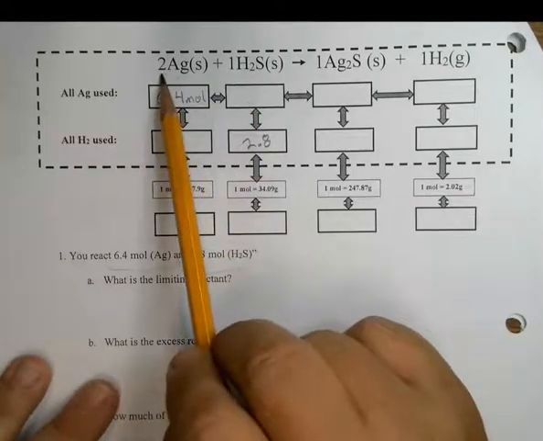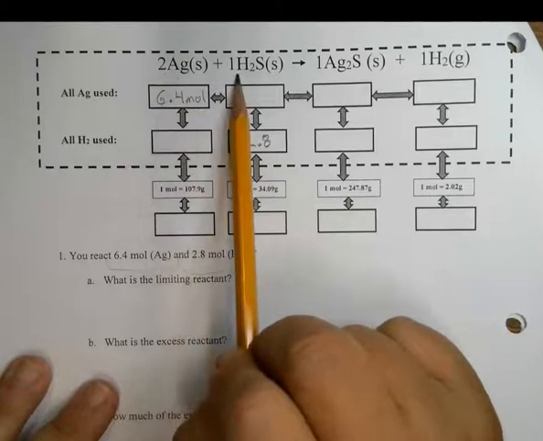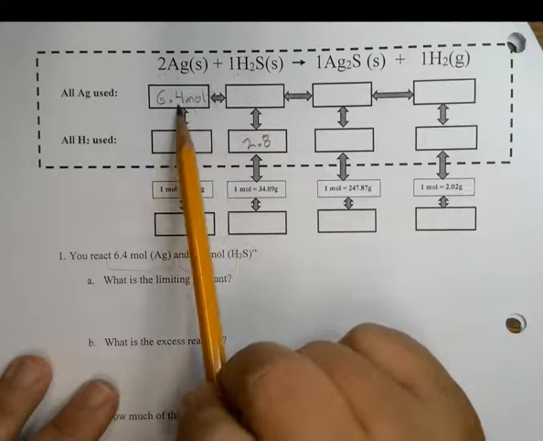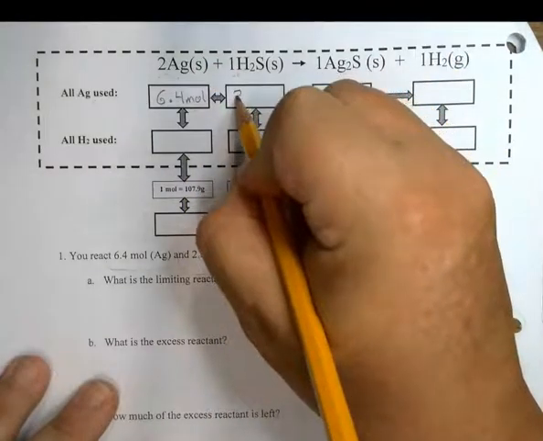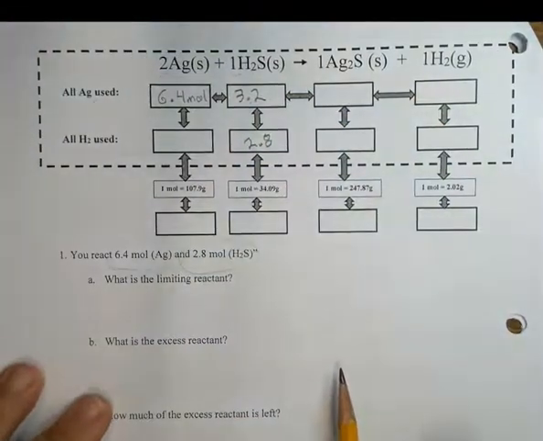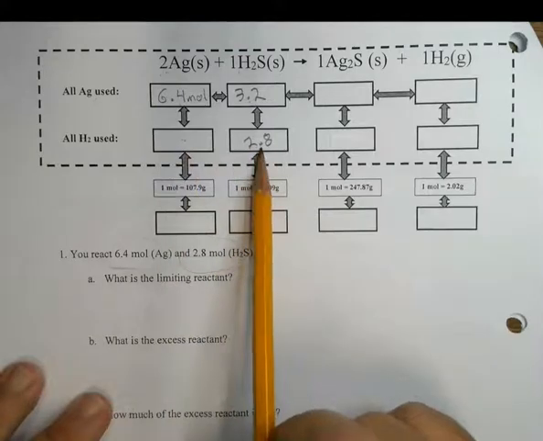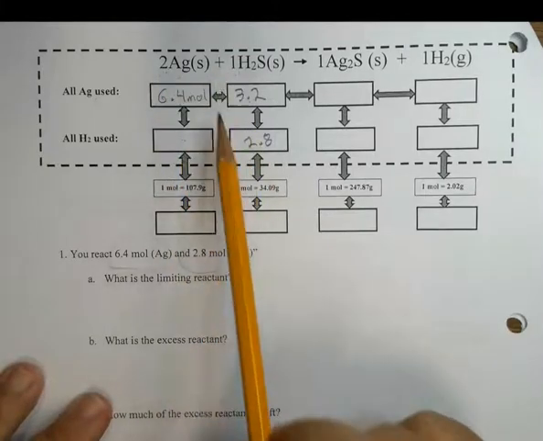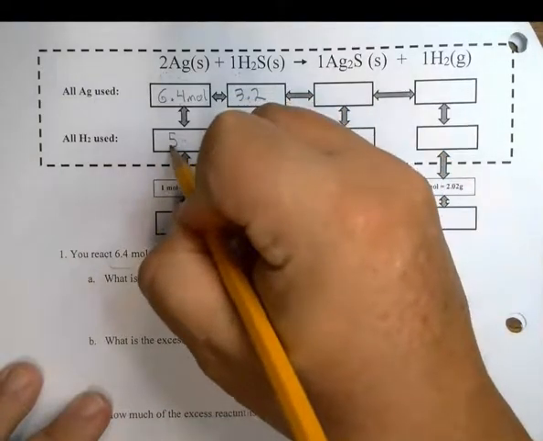Well, we see we have twice as much silver as we have hydrogen sulfide. It's a 2-to-1 relationship. So that means this number is twice this number. So if you divide by 2, you get 3.2 moles of hydrogen sulfide. Same thing down here. This number has to be twice this number because of the 2-to-1 relationship. So I take this number and I double it, and I get 5.6.